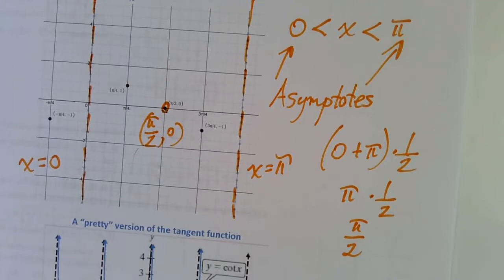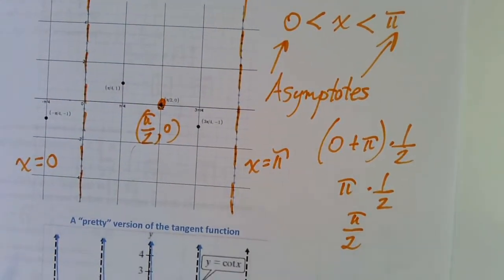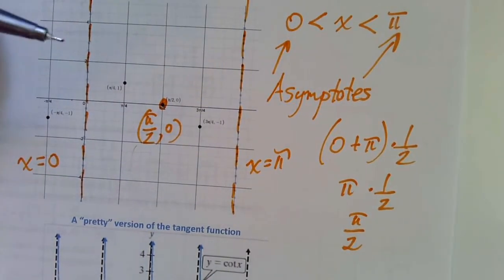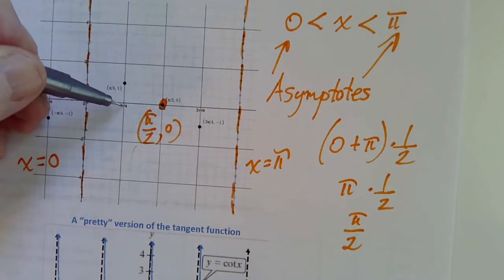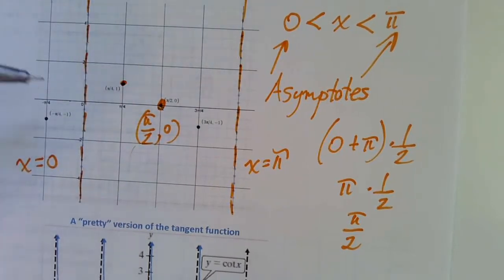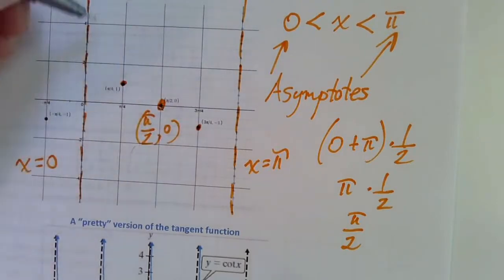Just like tangent, the cotangent at pi over 4 and 3 pi over 4 is nice. So the cotangent of pi over 4 is 1, and the cotangent of 3 pi over 4 is negative 1.